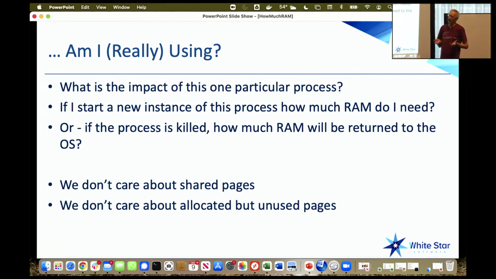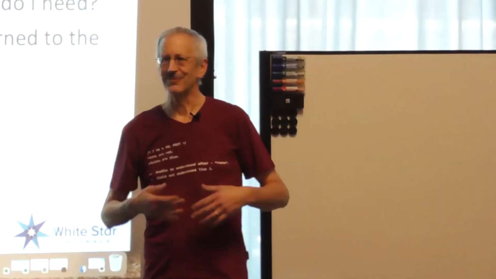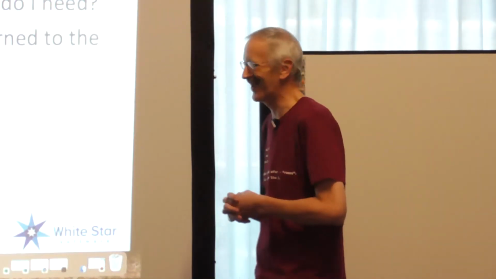Or another way to put that is, if a particular process that's already running gets killed, how much memory goes back to the operating system? Now, when the out-of-memory killer kills a process, you usually get it all back because the database crashes and boom. So that's something you want to avoid.